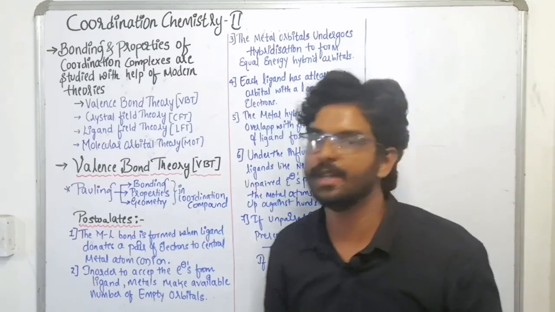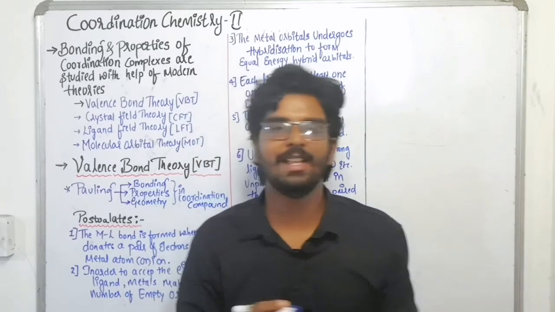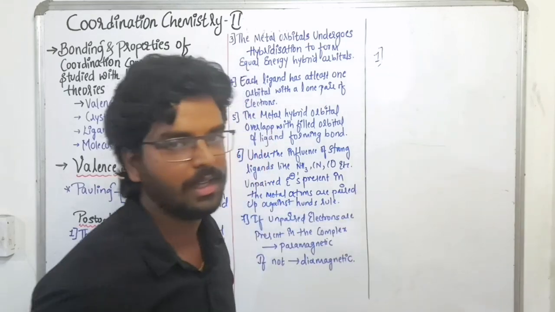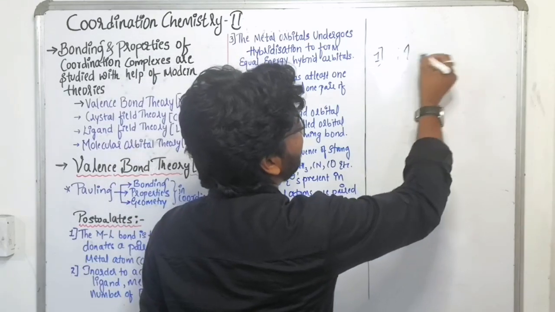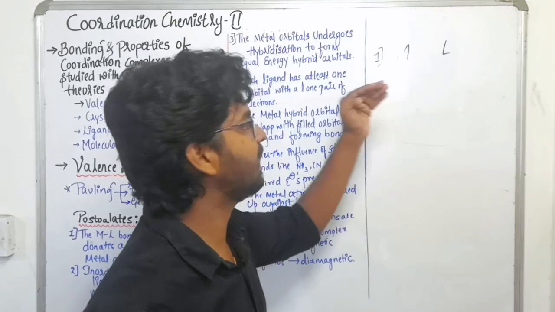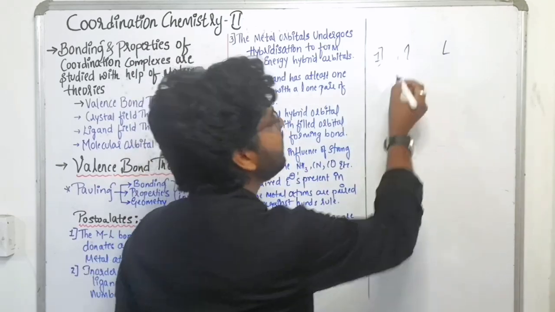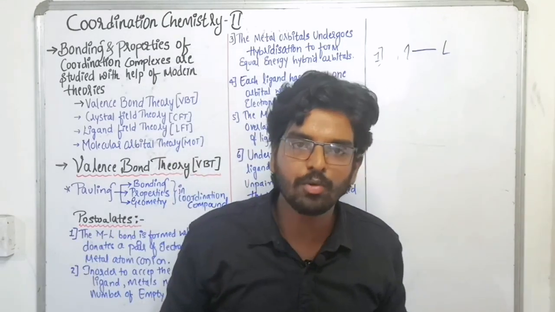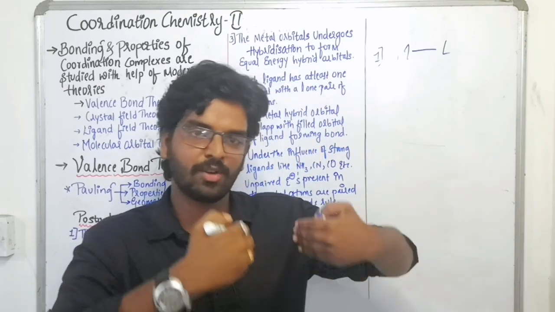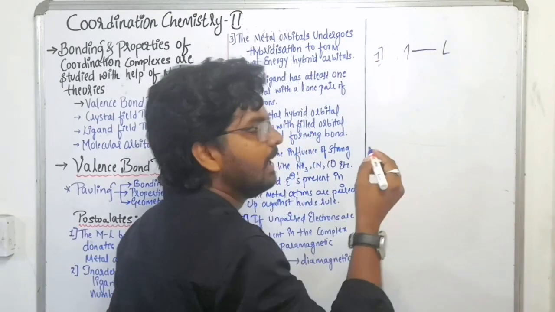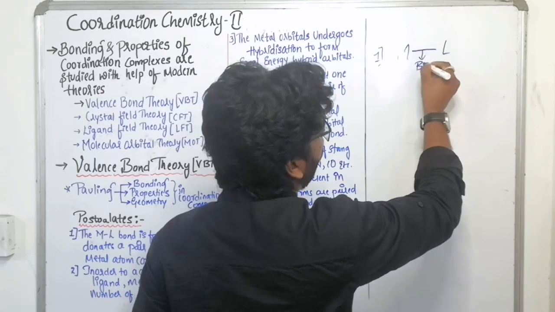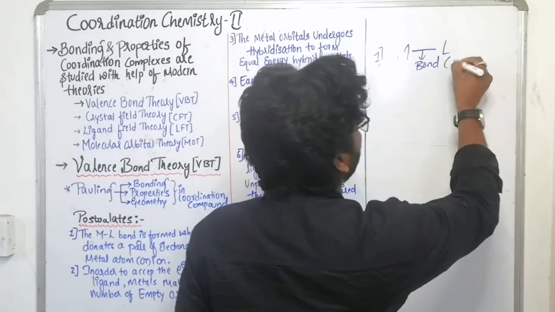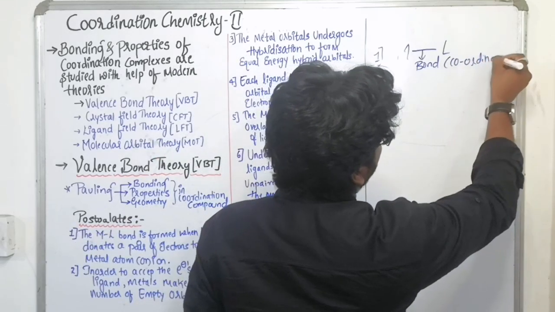The first postulate is very simple, where Pauling says that between the metal and the ligand, the central metal atom or ion as we call it, there is a formation of a bond in the coordination complex. This bond which is formed is called a coordinate bond.